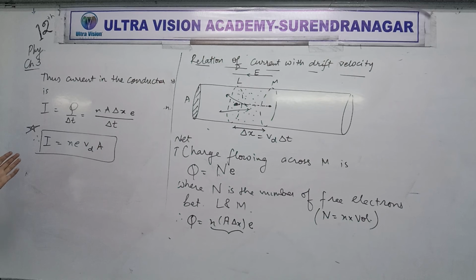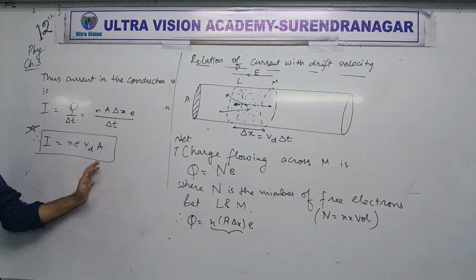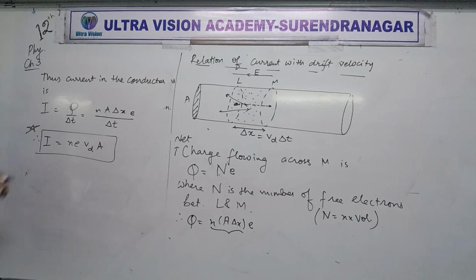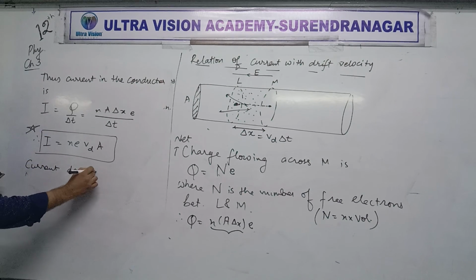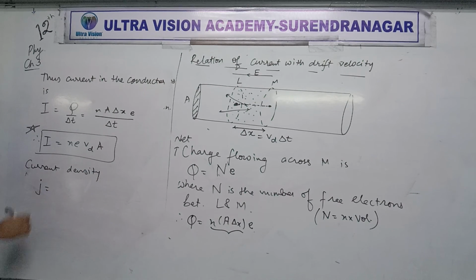So I is equal to N E into Vd into A. Next step: current density. J is equal to what? I by A. What will I by A be? N into E into Vd. Both are the same formula. Remember whichever you like. Only the relation between them is that J is equal to I by A. Do that much and the answer will come.